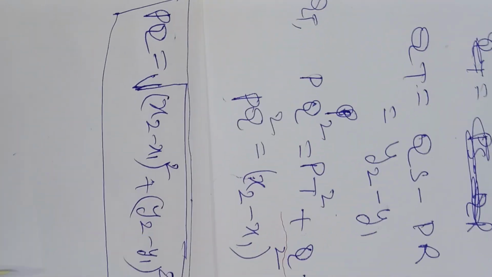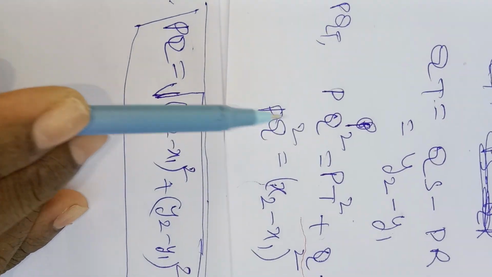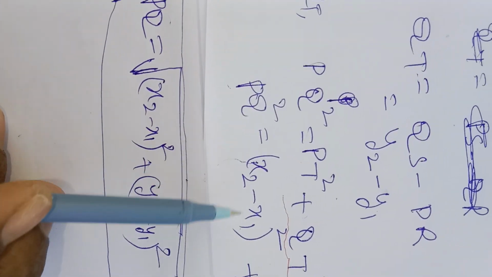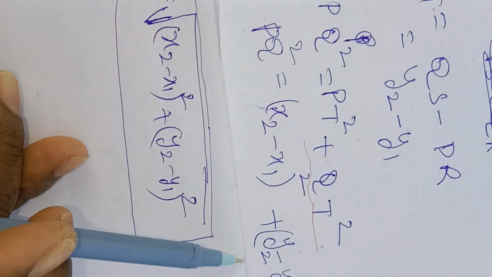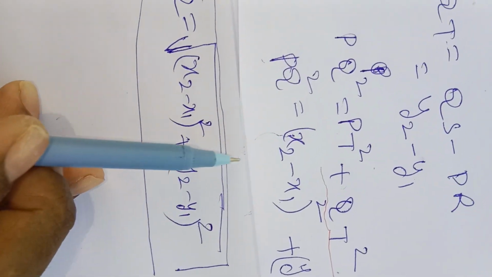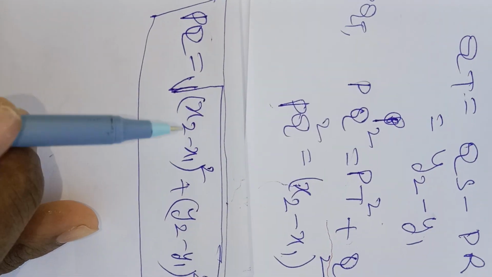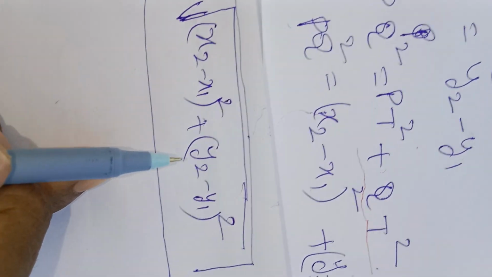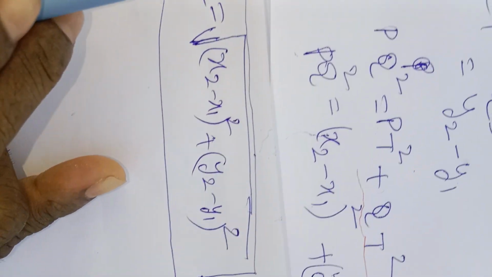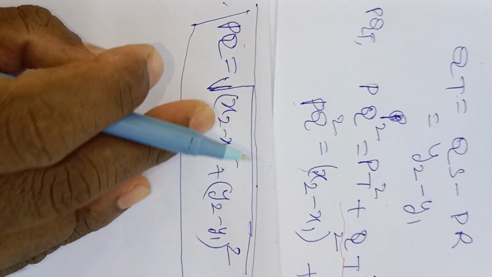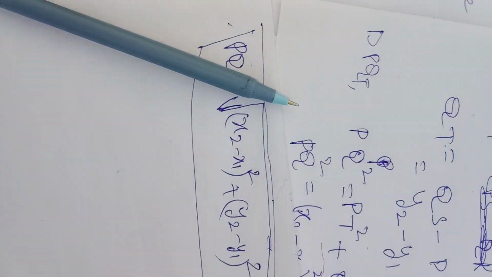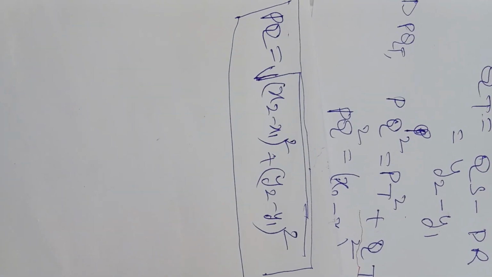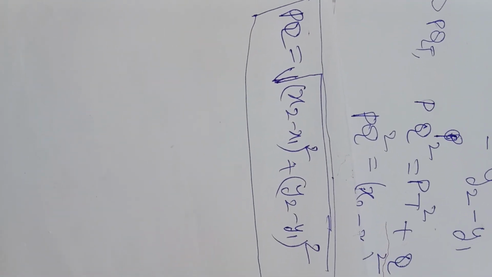Next, to remove the square on the left hand side of this formula, we have to take the square root on the right hand side. Then we will get PQ is equal to under root x2 minus x1 whole square plus y2 minus y1 whole square. This is the formula used to calculate the distance between two points in a graph.